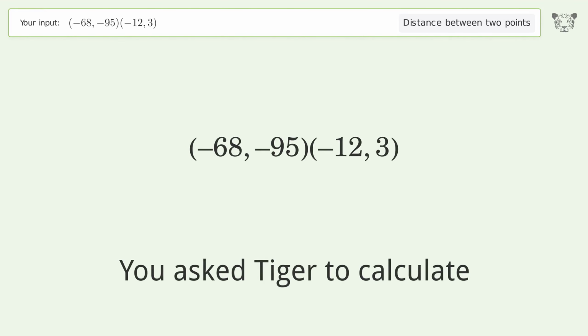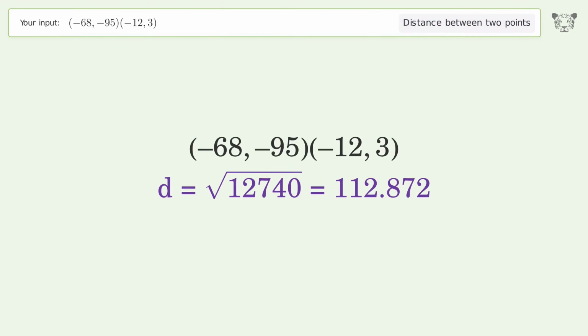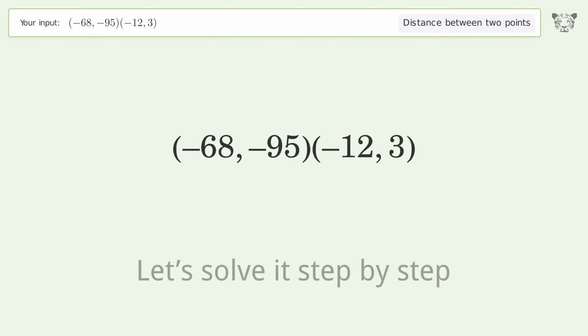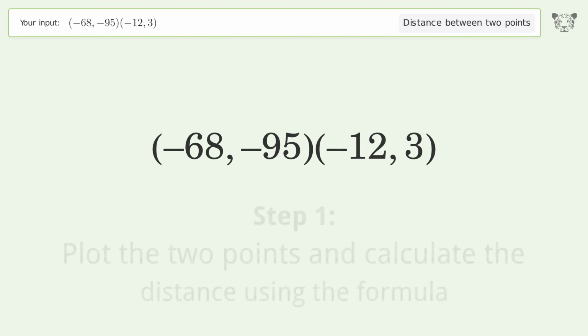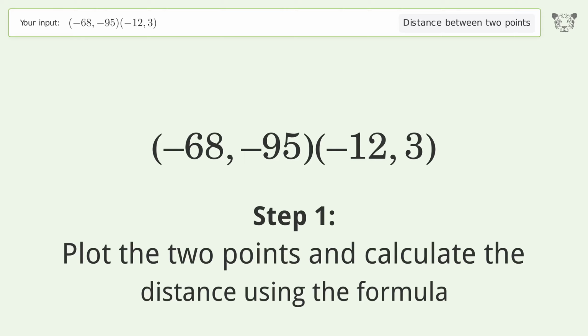You ask Tiger to calculate. This deals with the distance between 2 points. The distance between the 2 points is the square root of 12,740, or 112.872. Let's solve it step by step. Plot the 2 points and calculate the distance using the formula.